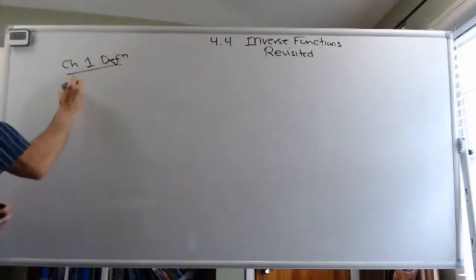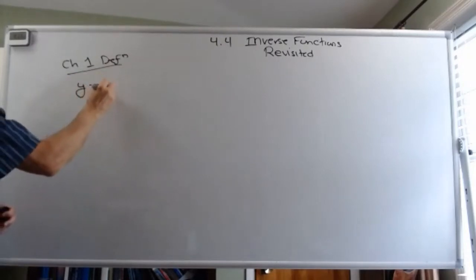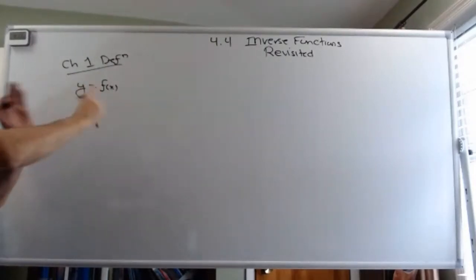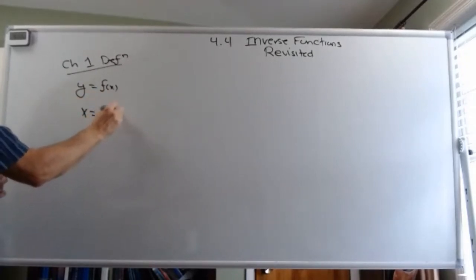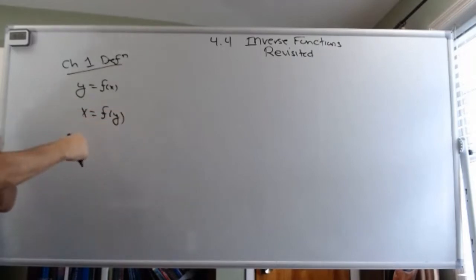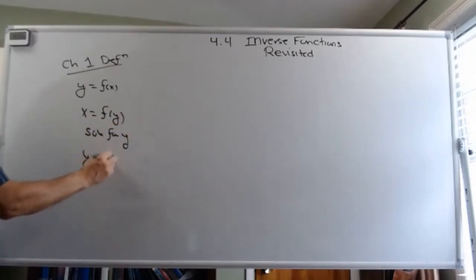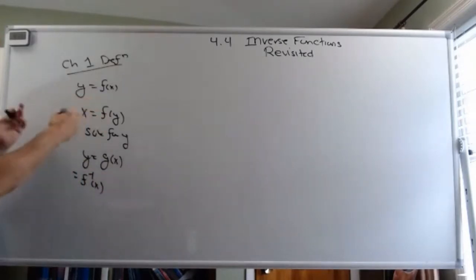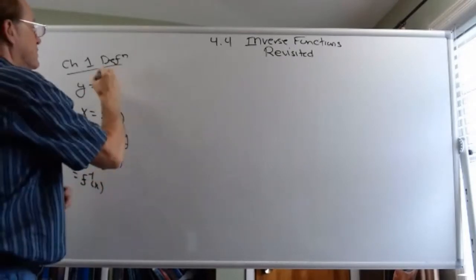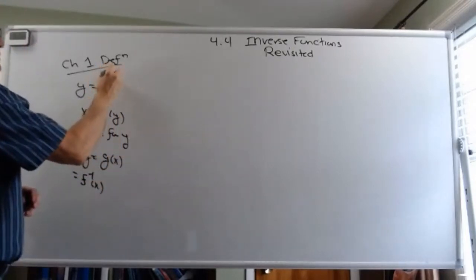As we said, you had some function, y equals f of x, and you just swapped the x and y coordinates, and you got x equals f of y. Then in some way you tried to solve that for y, and you got y equal to some other function g of x. That is what we called our inverse function. Kind of a vague definition: swap x and y. This is the algebraic approach.